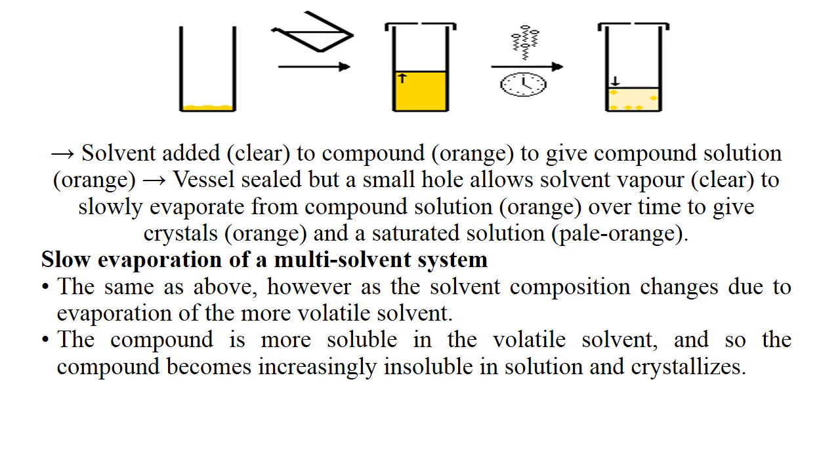The vessel is sealed, but a small hole allows solvent vapors, which are clear in color, meaning they are colorless, to slowly evaporate from the compound solution, which is orange, over time to give orange crystals, and a saturated pale orange solution will be obtained at the end. Slow evaporation of a multi-solvent. As above, however, the solvent composition changes due to the evaporation of the more volatile solvent. The compound is more soluble in the solvent which is volatile, and so the compound becomes increasingly insoluble in solution and crystallizes.